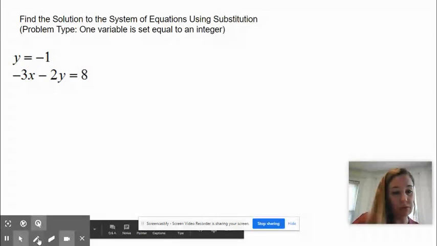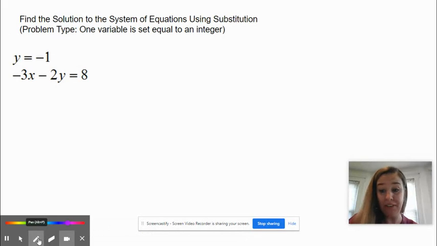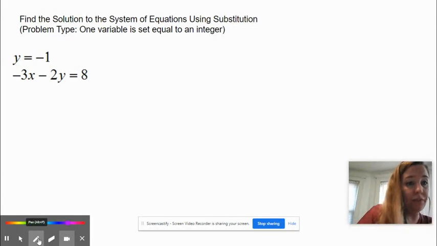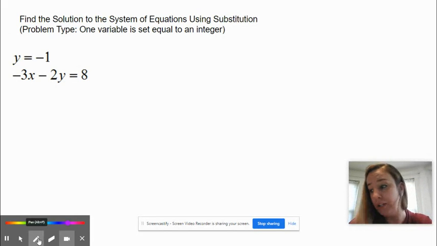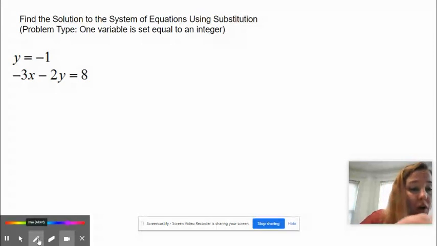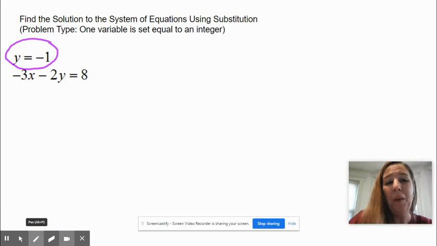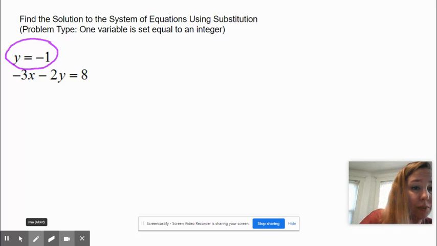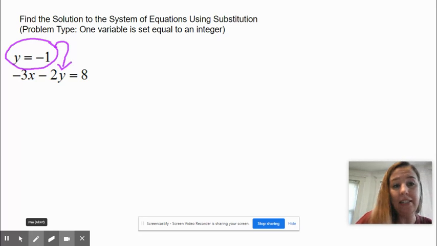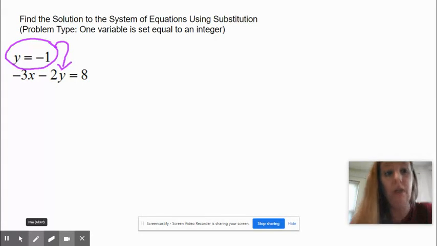So we have these two equations, and we need to find x and y. It's kind of nice for this problem type. This is for questions 1 through 6. We already know our y value, which is awesome, but we need to find our x value. So what we do is we take this y value and substitute it in to the other equation. And then we use algebra to figure out x.